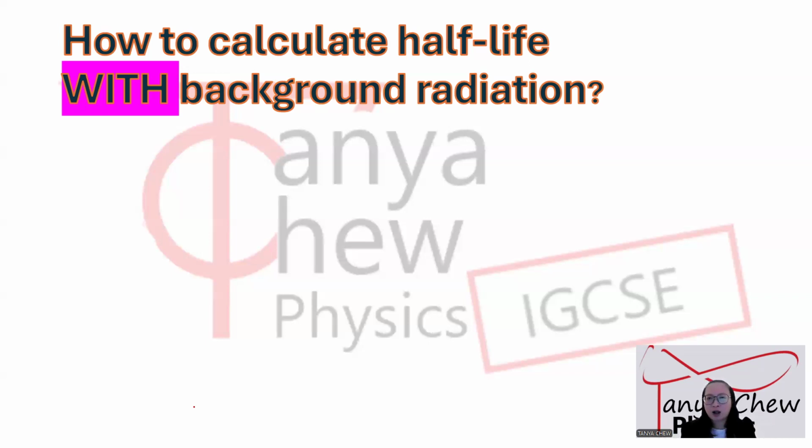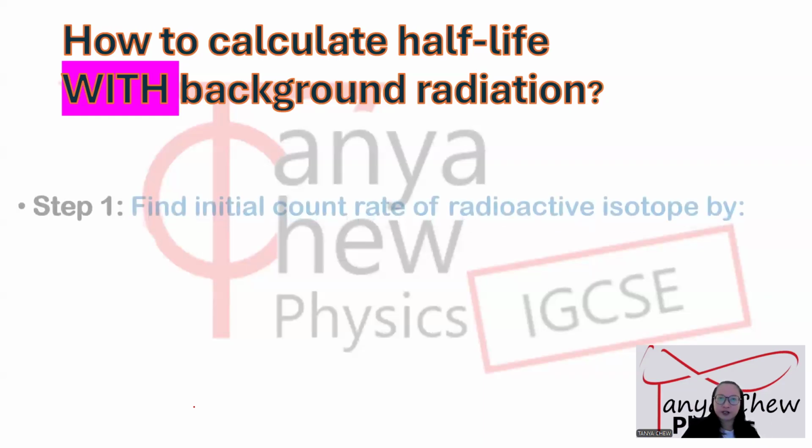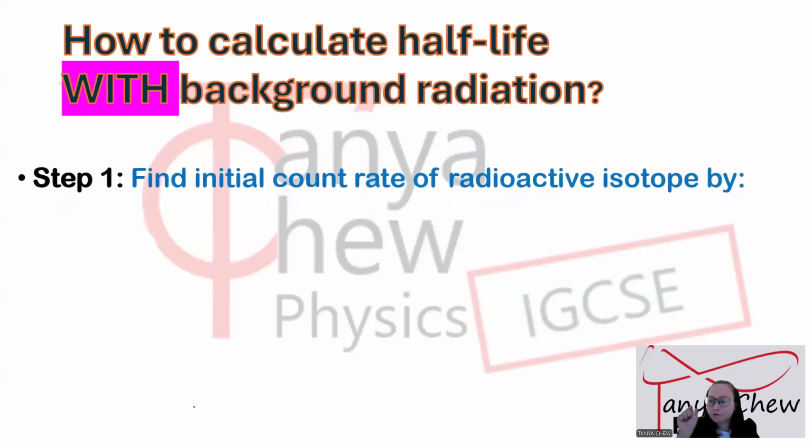In order to calculate the half-life of the radioactive isotope, background radiation must be subtracted if the value of it is significant. Now we are going to look at how to calculate the half-life with background radiation. First step, you find the initial count rate of the radioactive isotope. How do you find that?